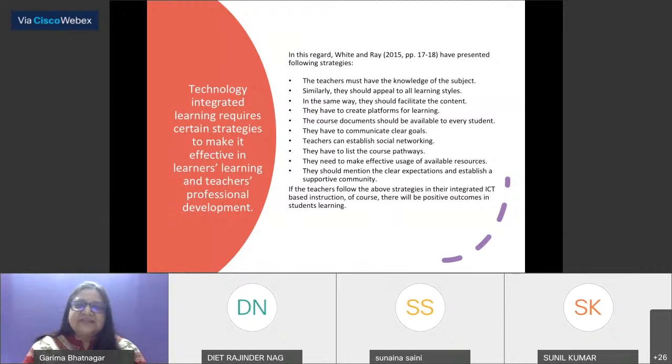So these are different learning styles, and your lessons should appeal to all learning styles. Your lessons should have parts from all these learning styles. And then the lesson plan should facilitate the content. You should be able to facilitate the content that you have. You should be able to deliver it.